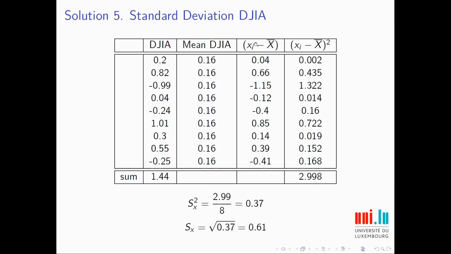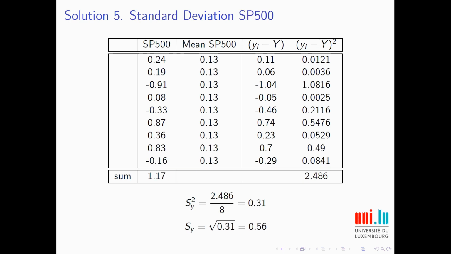Again, we first find the deviation from the mean. Afterward, we find the quadratic deviation from the mean. We sum it up. We divide it by the number of observations. We get the variance. Taking the square root of it, we find the standard deviation.